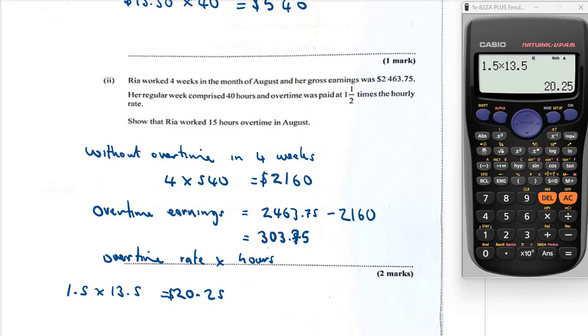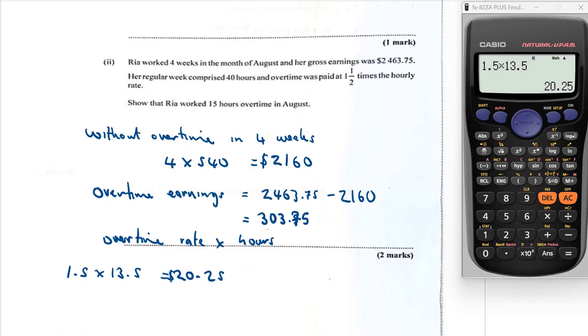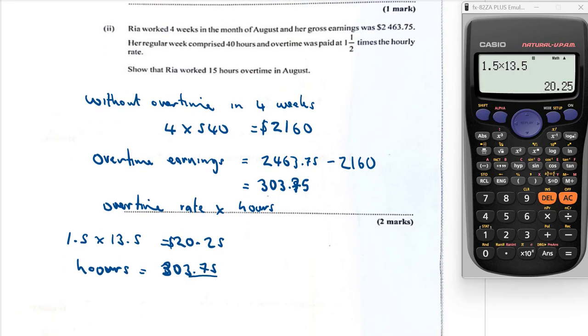So our overtime rate is $20.25. If our overtime rate is $20.25 and she earned $303.75 for overtime, let's find the hours. So the hours is equal to 303.75 divided by 20.25. Let's see what our calculator gives us. 303.75 divided by 20.25. 15.